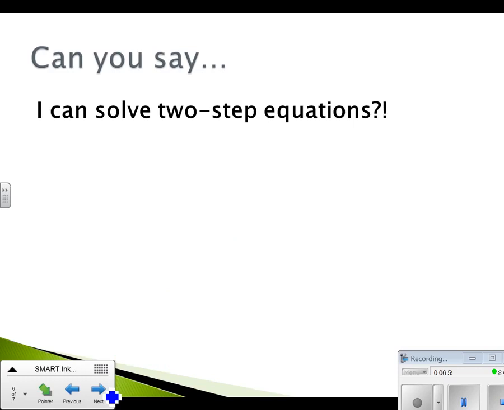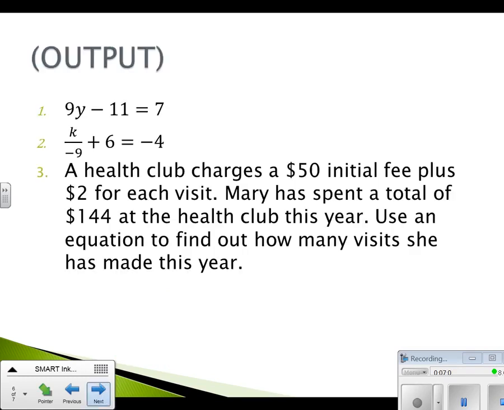Can you say I can solve two-step equations? Here's your output to work out in your notebooks and be prepared with any questions for the work time in class.